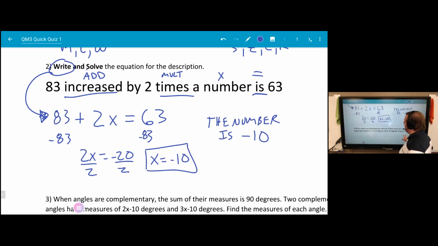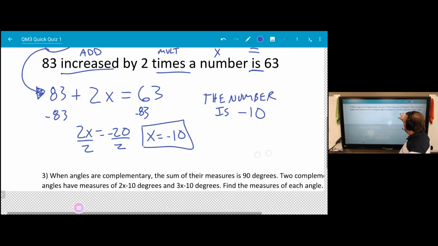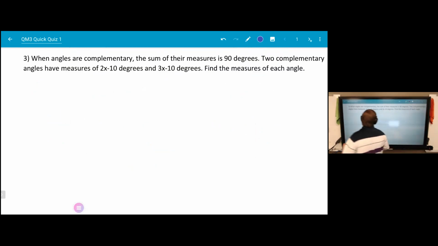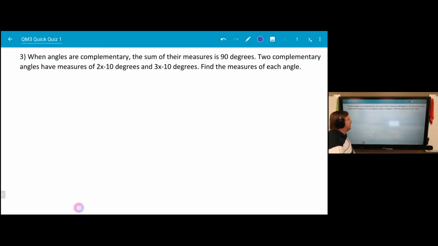Look at number 3. When angles are complementary, the sum of their measures is 90 degrees. Two complementary angles have measures of 2x minus 10 degrees and 3x minus 10 degrees. Find the measures of each angle. We need to write and solve. Sum, I know, is addition, is 90. Equal to 90 here. Two complementary angles. Oh, we got two things that we're adding.